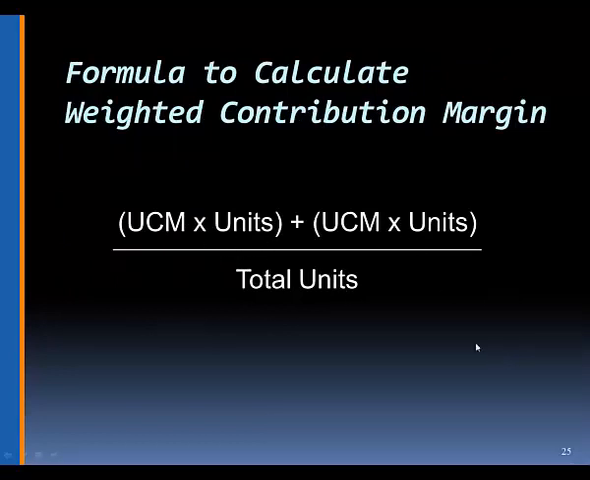And this is the formula for calculating weighted contribution margin. UCM is the unit contribution margin times the projected number of units for that product, plus the unit contribution margin plus the projected units for the next product, and the next product, and the next product, divided by the total projected units.